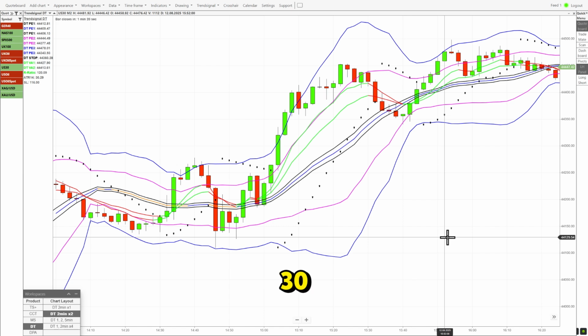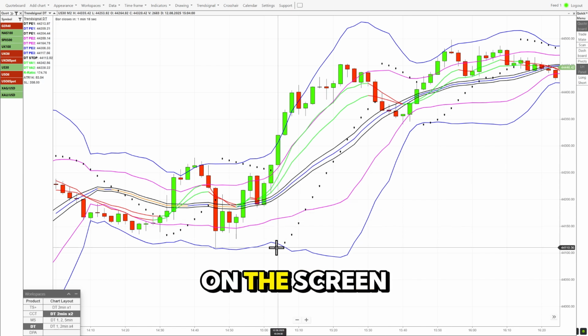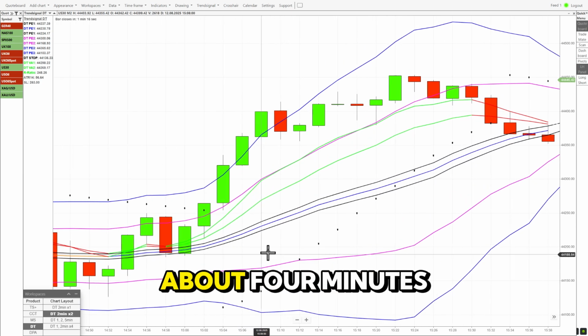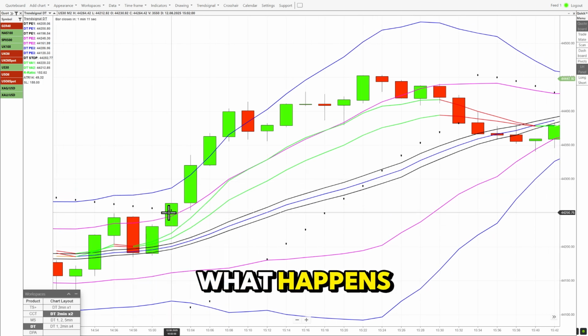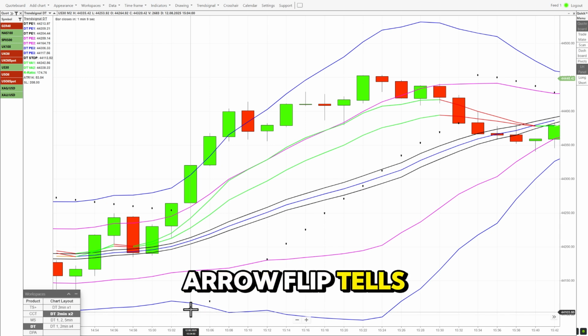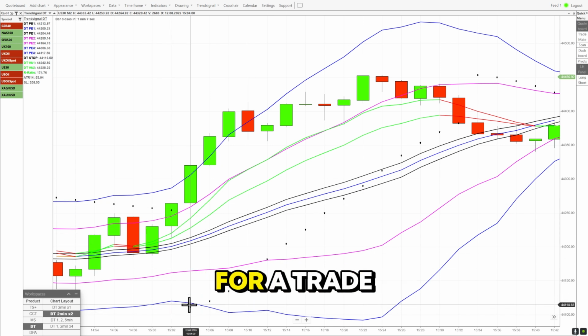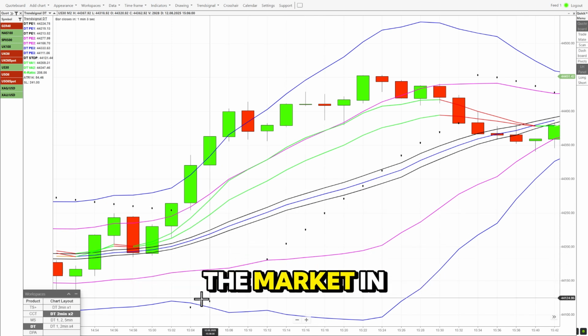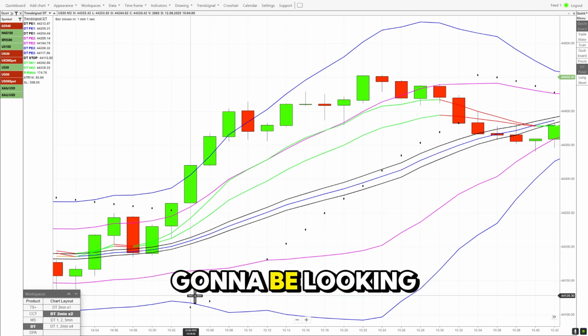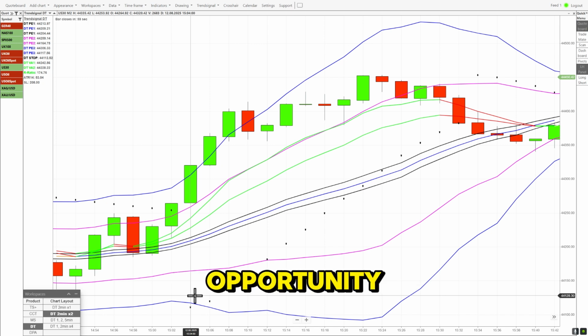It's on the US 30, and it took place when you see this arrow flip on the screen right in front of me at about 4 minutes past 3 o'clock yesterday. So what happens? We get an arrow flip. The arrow flip tells us that we need to start looking for a trade. The way the arrow is facing is telling us which direction we're looking to trade the market in. It's pointing up, so we're naturally going to be looking for a buy trade out of this opportunity.